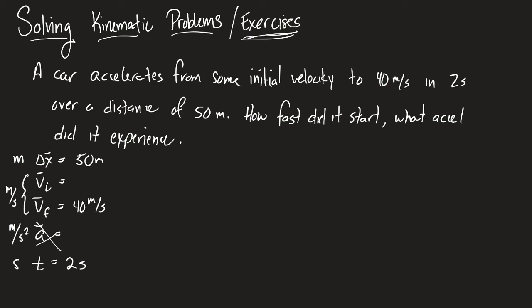So step 1, list your motion variables. Step 2, make sure you have 3. Step 3, cross out the one you don't need and don't have. And step 4, use that relationship to solve your problem.